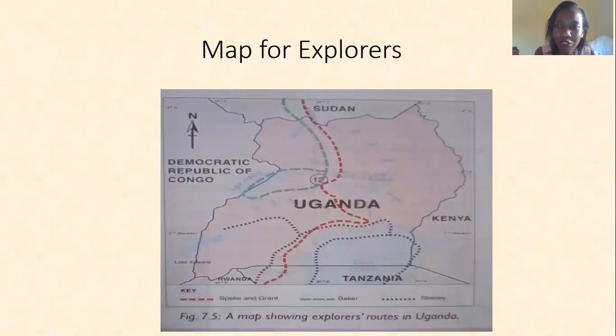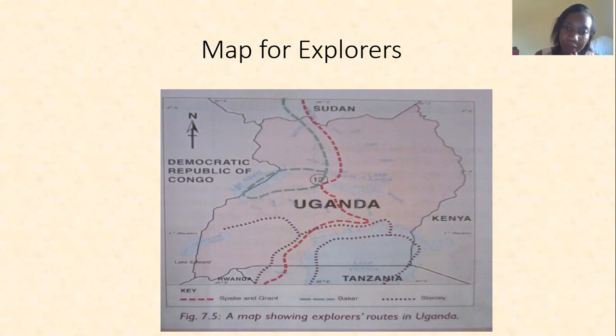Here is a map that shows how the explorers moved, the different routes that they took. This is also an opportunity for us to look at the features of a map. A map has a boundary. Sometimes you're asked to make a map and you don't even put a boundary. A map has a compass. A map has a key that guides us to read what is in the map. A map also has a scale. It also has a title. You can see down here, it has been put down, a map showing explorers' routes in Uganda, but mostly it being up would be preferable. So this is how they traveled.